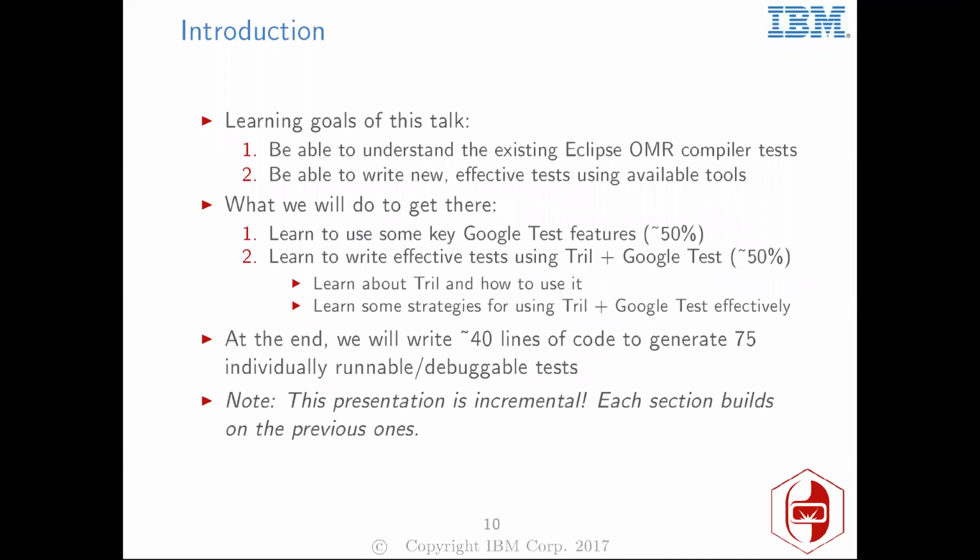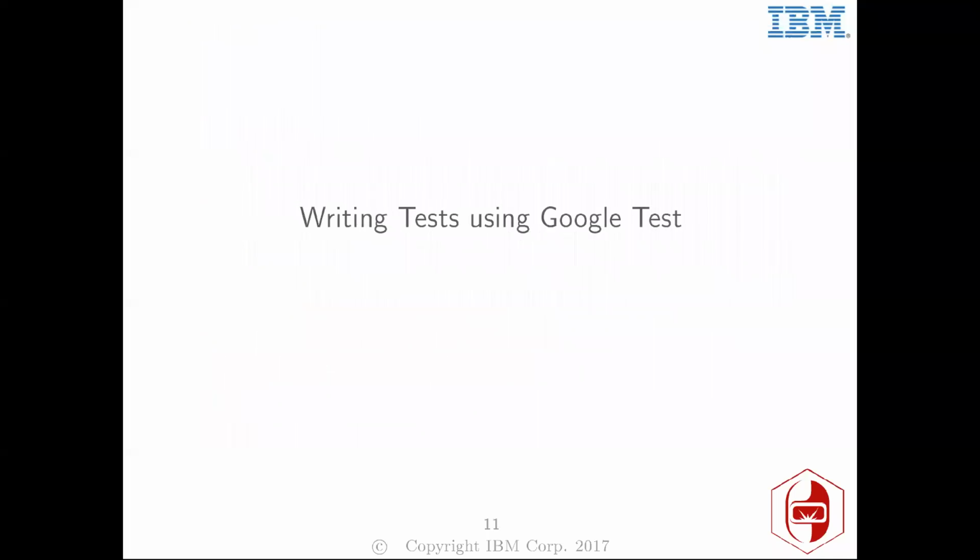So, at the end, we will write roughly 40 lines of code to generate 75 individually runnable and executable tests. My hope is to show that it is possible to get quite a bit of coverage with relatively simple, compact code. I do want to make a note that this presentation is very incremental. Each section will build on the previous one, so if I'm going too fast or something doesn't make sense, please tell me. I don't want people getting too lost on me.